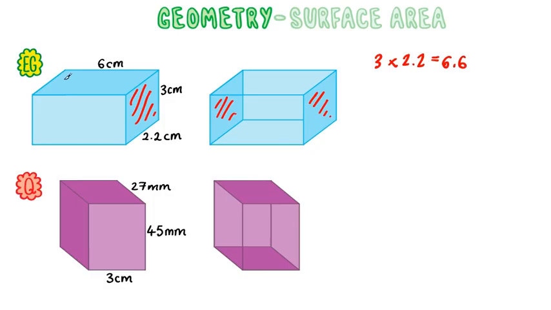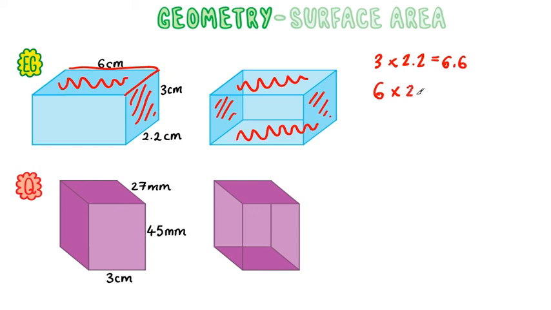Now we're going to do the top and bottom faces, which there are 2, one here and one here. And we can see the dimension of the long side is 6, and this short side is 2.2. So we're going to do 6 times 2.2. And that gives us 13.2.